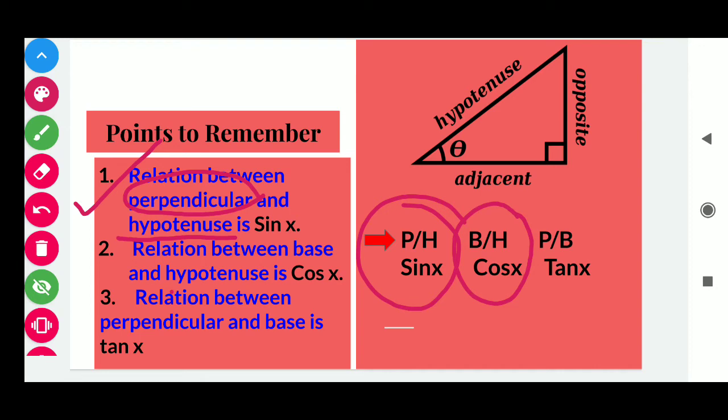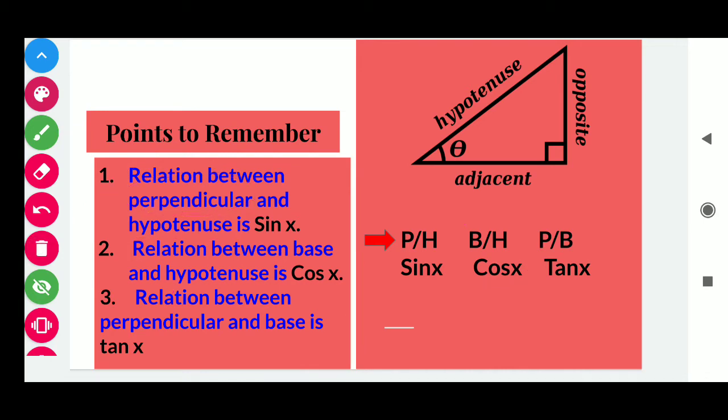And the third one is the relation between the perpendicular and base is tan x. So students, you can see what the relation between perpendicular and base is, that is the relation of tan x. If you clear these three concepts, then this chapter is really very easy. Okay, so go with only three steps.